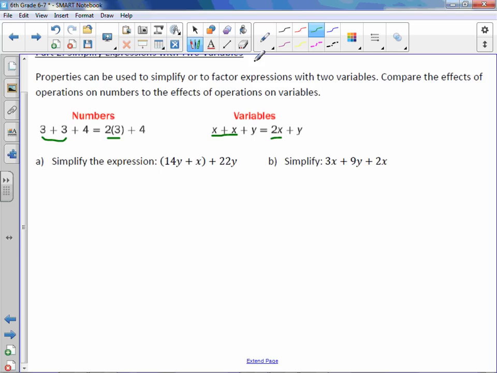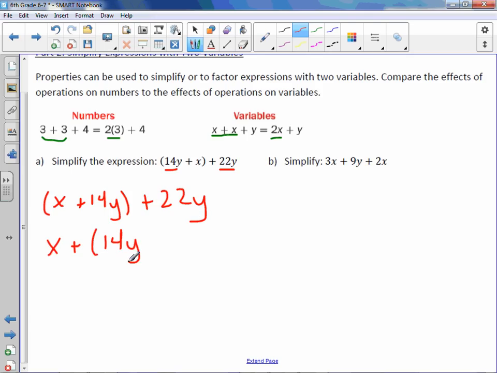We have 14y plus x in parentheses, and then plus 22y. Well, the y's look similar, and I want them near each other. So the first thing I'm going to use is that commutative property of addition again, and switch around what's inside the parentheses. So it's x plus 14y, and then plus 22y. So again, that was the commutative property. Then I'm going to use the associative property and change the parentheses to be around 14y plus 22y.